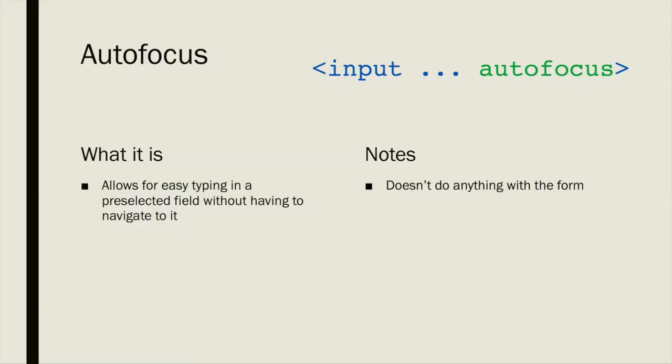Next, we have Autofocus. This allows for easy typing in a pre-selected field without having to navigate to it. If you've ever gone to a website where you have to log in, chances are the area for you to log in already has an autofocus enabled. So that way, as soon as you go to the site, you can easily start typing in your login information instead of having to find it, locate it, and then click on it in order to start typing.